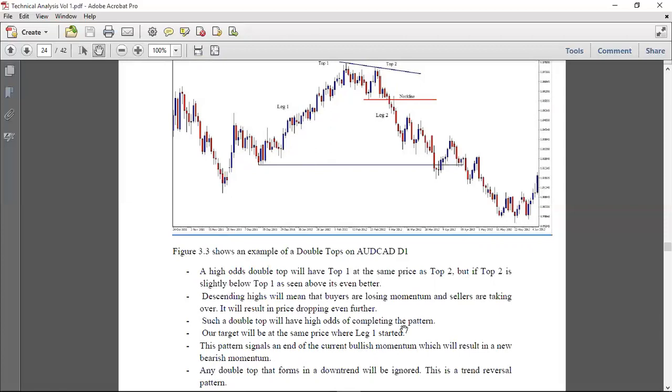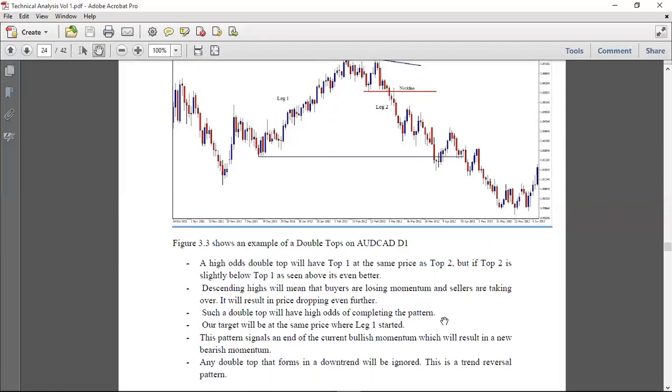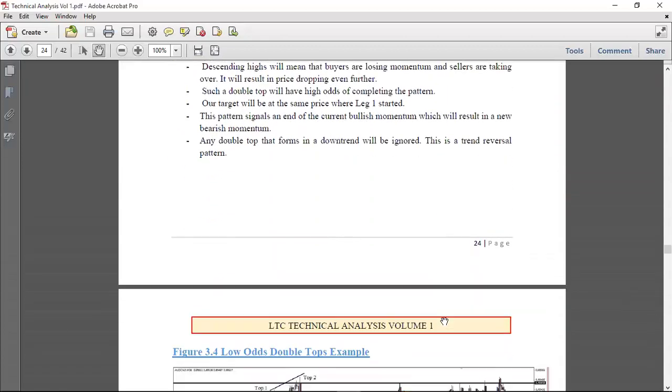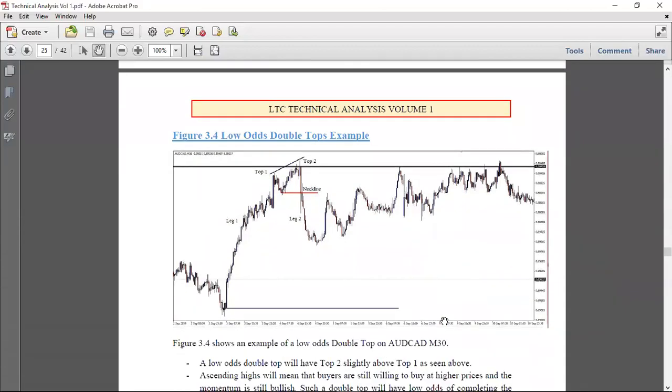Any double top that forms in a downtrend will be ignored. This is a trend reversal pattern. So yes, this will be an example of a low odds double top. This is a low odds double top. As you can see, what is the market doing here? You have almost everything that you need, a double top that formed in an uptrend, reacting to that previous resistance.